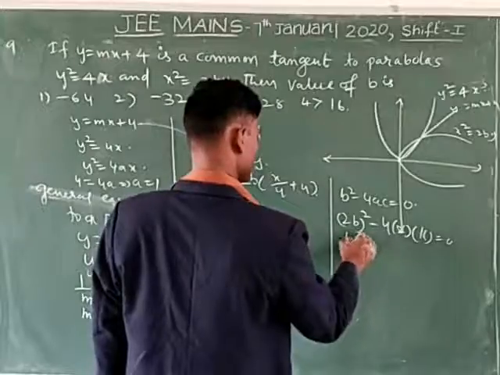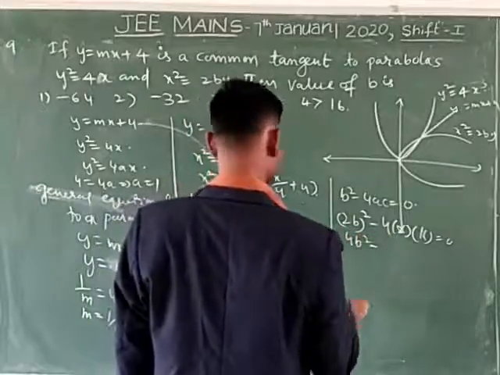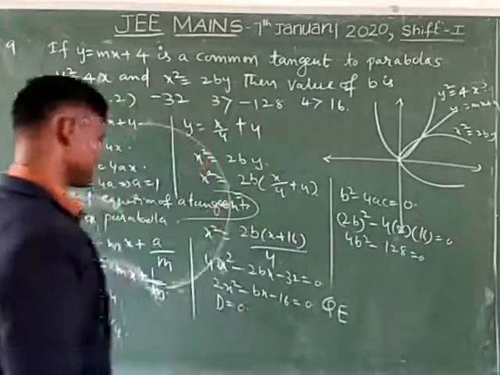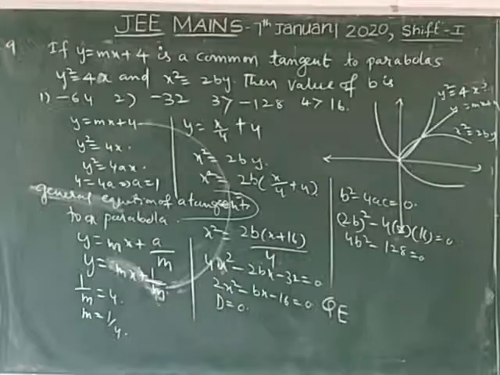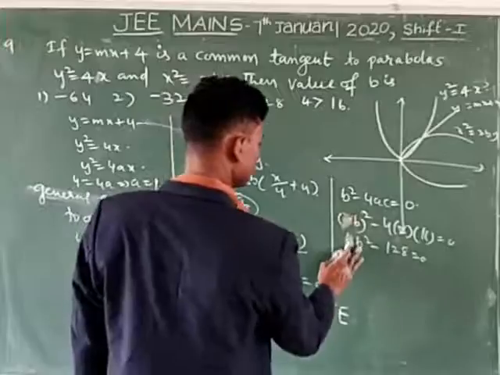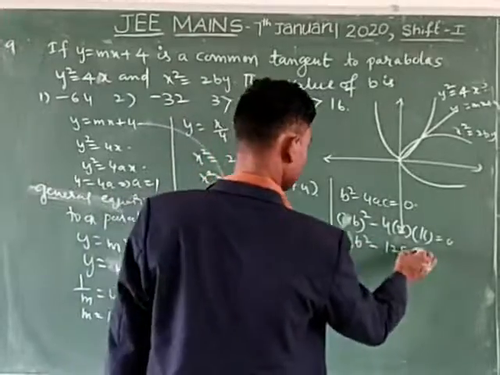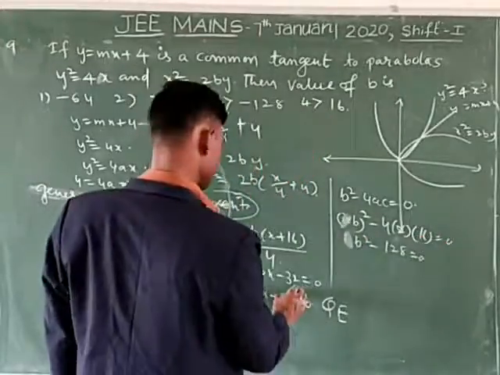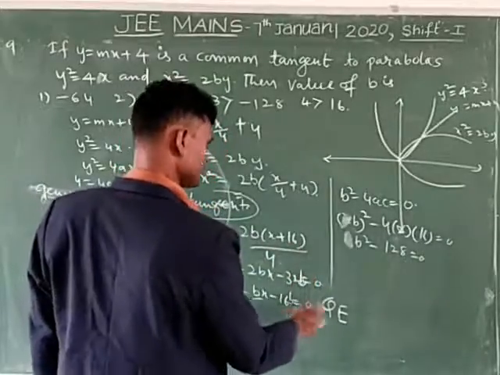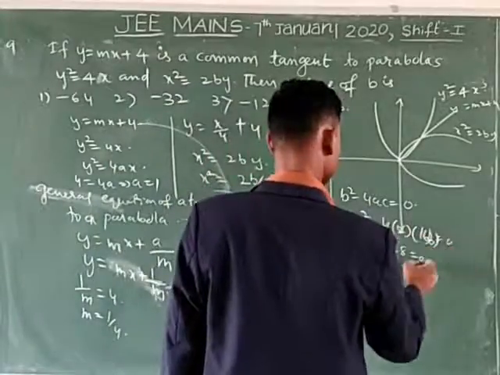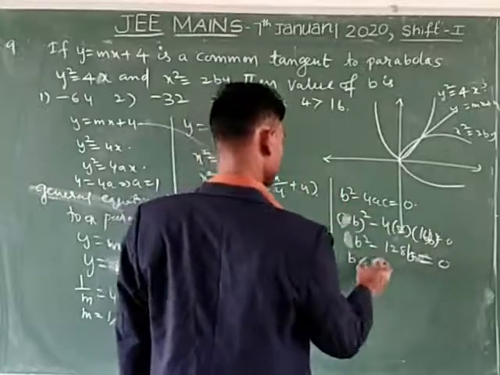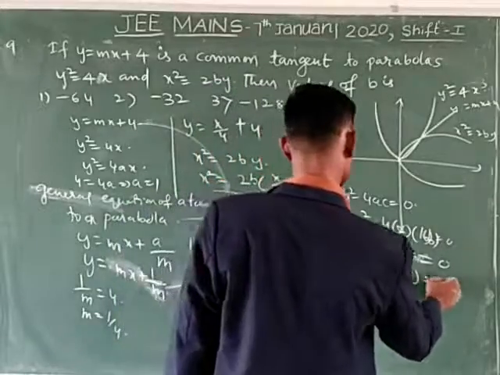b square, here 4b square, this is 128. Sorry, this is b, not 2b. Then b square is equal to 128. This one is 32 b. Then here also b, here also you have to write b. Now you have to take b common, means b minus 128 is equal to 0.